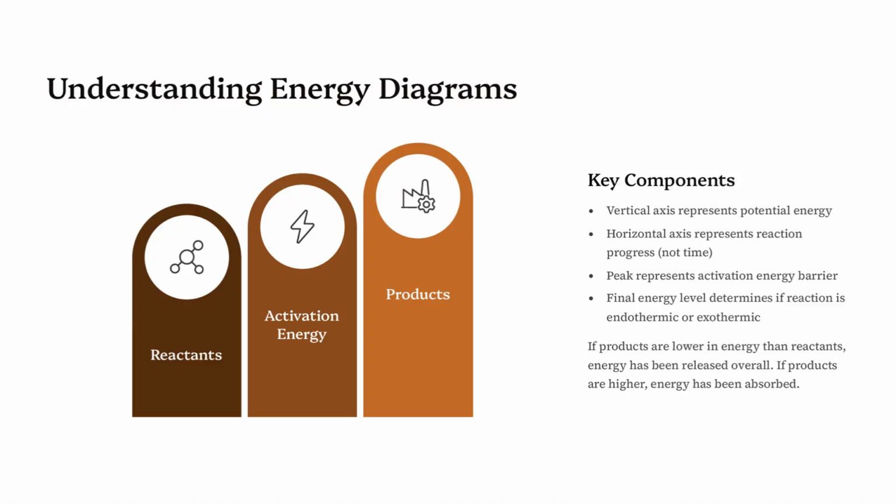On an energy diagram, the vertical axis represents potential energy. The horizontal axis shows reaction progress, not time. The peak is the activation energy barrier. Compare the final energy level of products to reactants. If products are lower, energy was released overall. If products are higher, energy was absorbed overall.